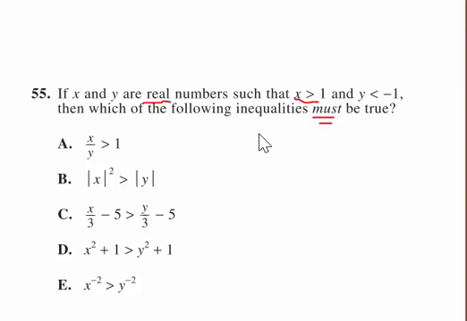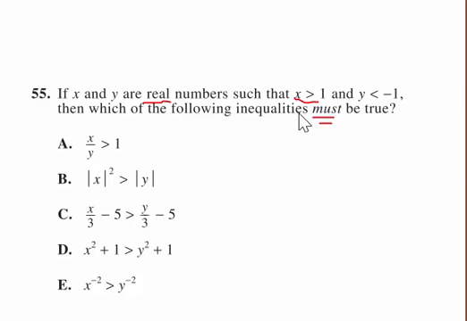So our strategy for this is to find cases where we can give values for x and y that would make each of these false. If we can't find one that makes it false, then that will be our answer.